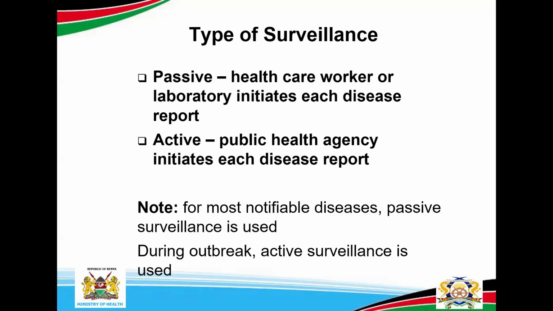So when we talk of passive surveillance, it's whereby the healthcare worker is the one who initiates reporting of a disease. The other type is active surveillance. When we talk of active surveillance, it's whereby the public health agency or the public health surveillance officers initiate reporting of a particular disease. So the surveillance officer goes to the health facility or to the community to look for cases. That's when you say that we have active surveillance. The point to note is, for most notifiable diseases, currently we use passive surveillance. However, during outbreaks, when we go to the community to get more cases, that's when we do active surveillance.